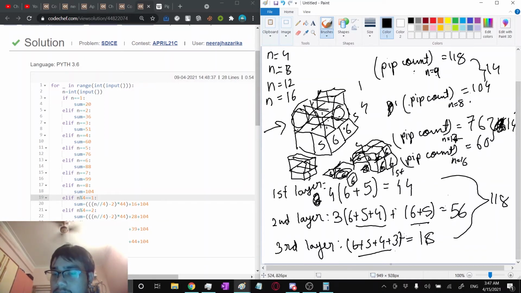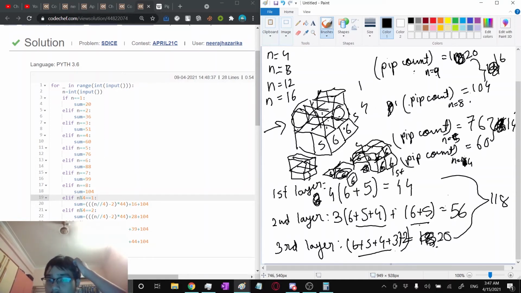Sorry, here 5 sides are visible. There was a plus 2. So this will be 20. Plus 20, this will be 20. This will be 16. And we see a similar pattern between n equal to 7 and n equal to 5 and n equal to 4. That is 76 minus 60 equal to 16.